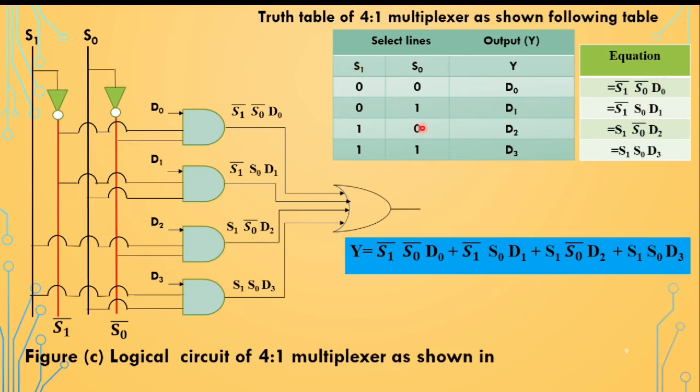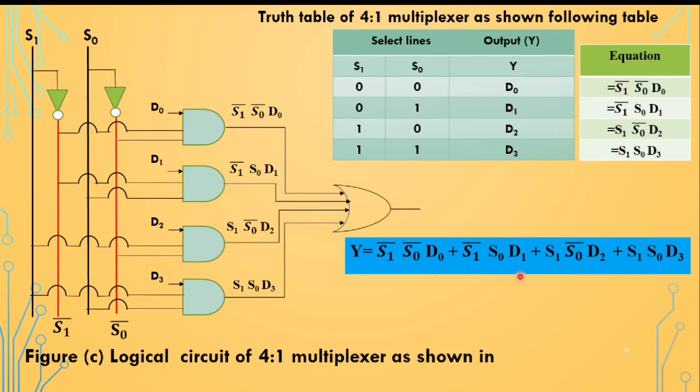So 1, that is S1, S0 bar, that is D2. So here we will get it in this way. Similarly 1 1, that is S1, S0 and D3. So in this way we will get it. So this is our truth table of the 4 by 1 multiplexer, and all this we have added. So finally we will get this equation.